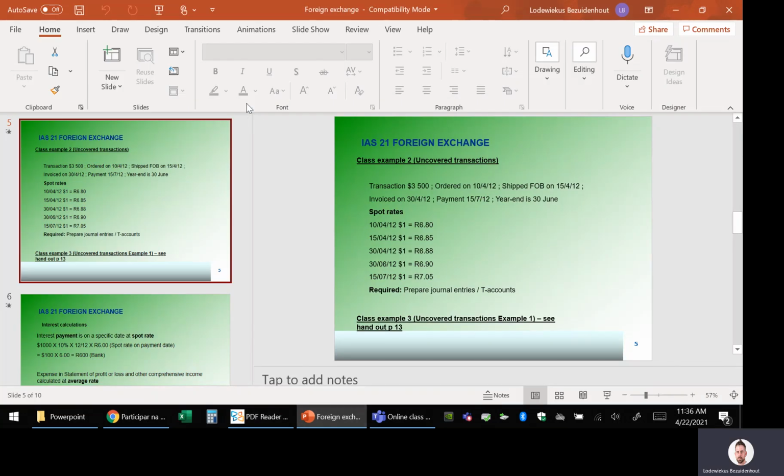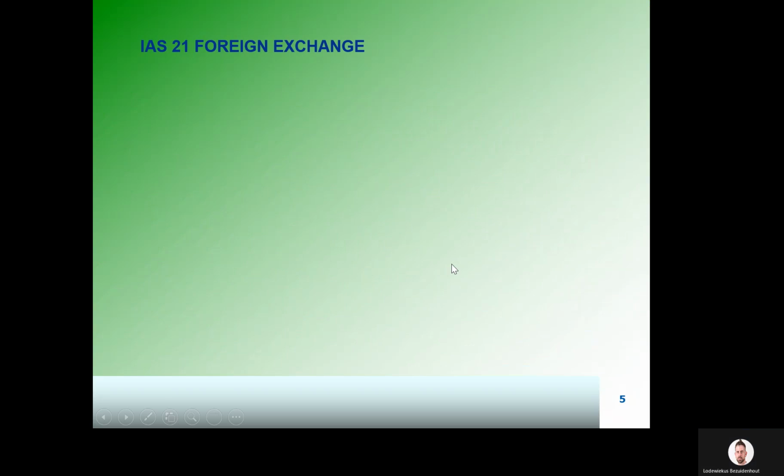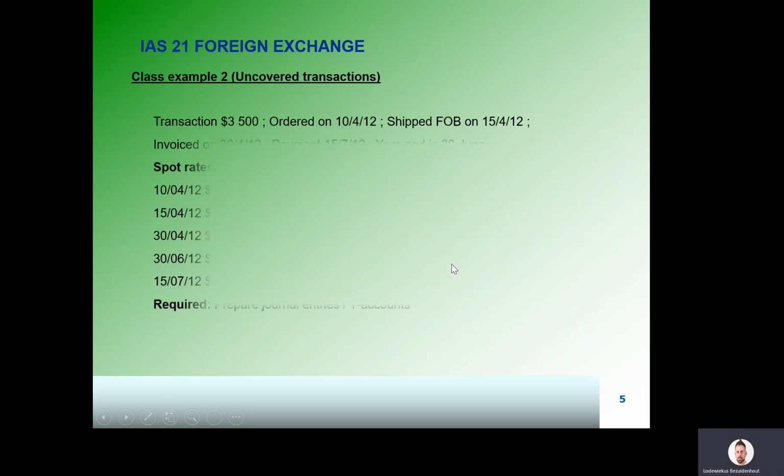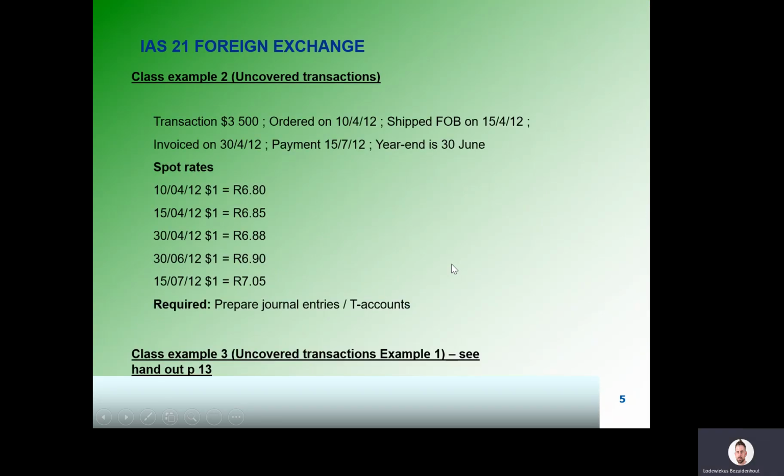All right, so the next example is uncovered transactions, example 1. So quickly open this. That is in the handout.